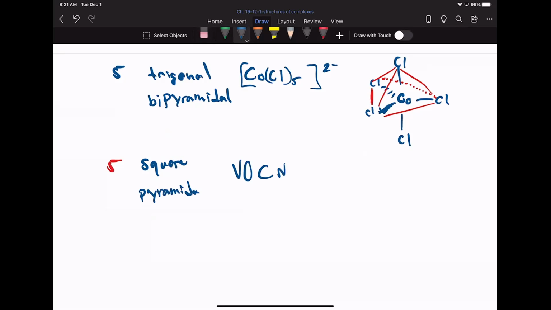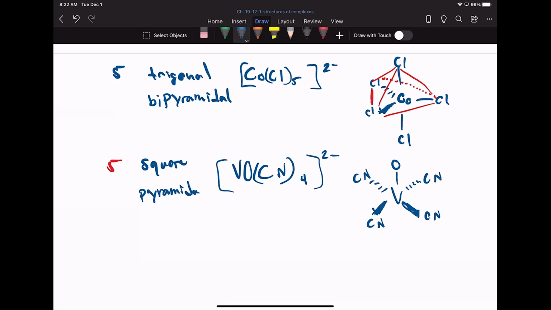And let's see, CN4. So there's an oxygen here, then 4 cyanide around it. Put oxygen, and then we'll put CN all around it. So something like that. I don't know if you guys are drawing it, so let me just give you a second before I try and show you.